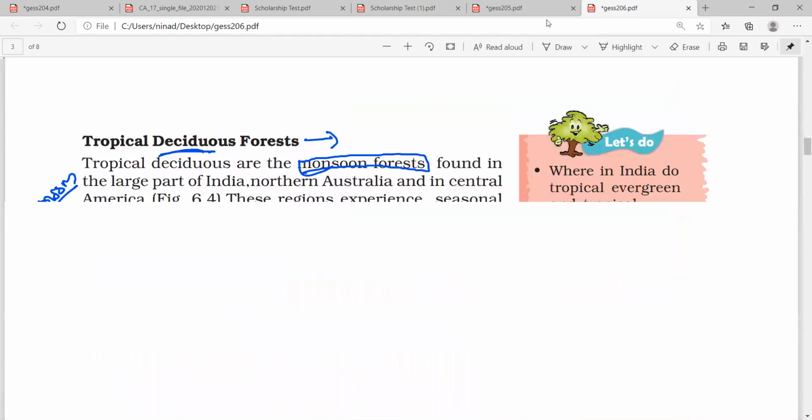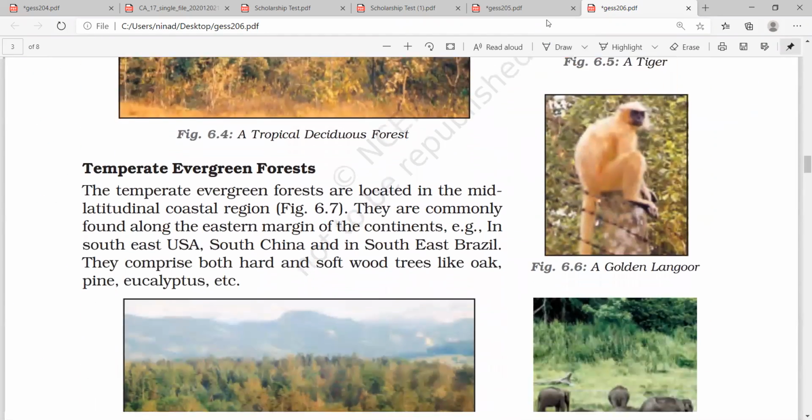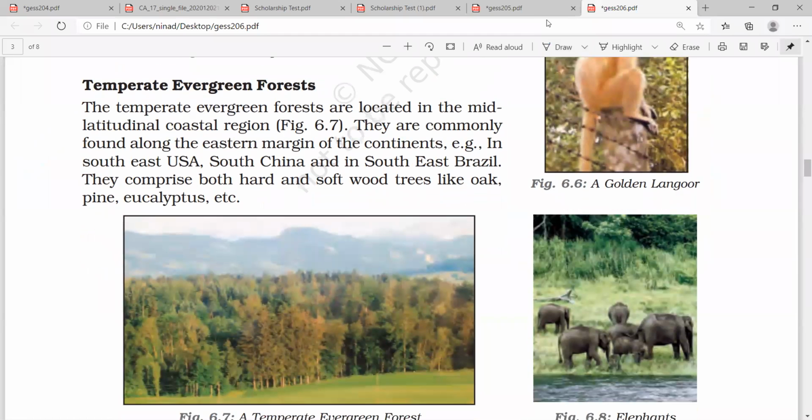Understood? So tropical evergreen forest, tropical deciduous forest. Then comes temperate evergreen forest. Temperate region means they are found in a cooler region, between the Arctic Circle and the Tropic of Cancer.